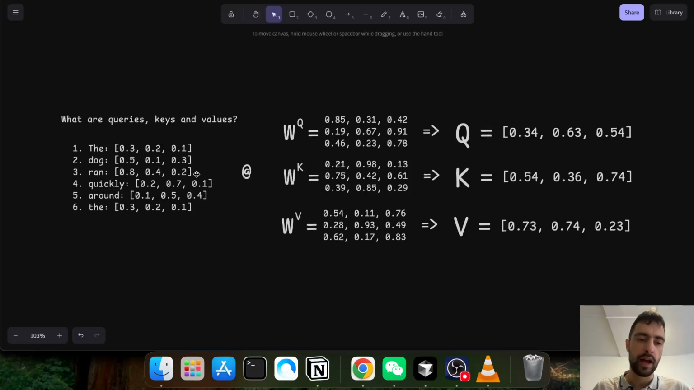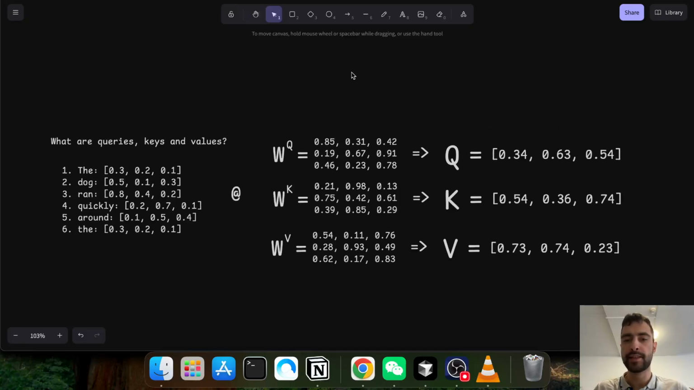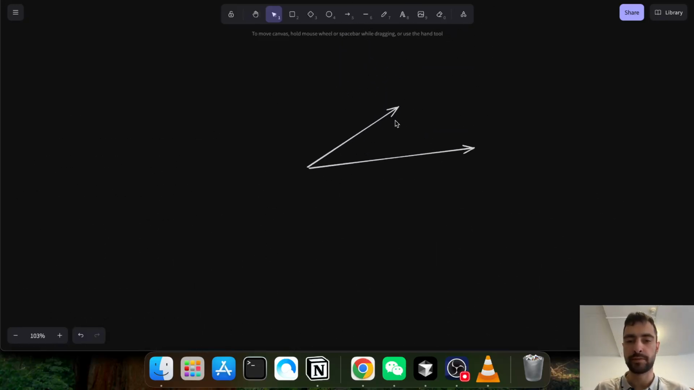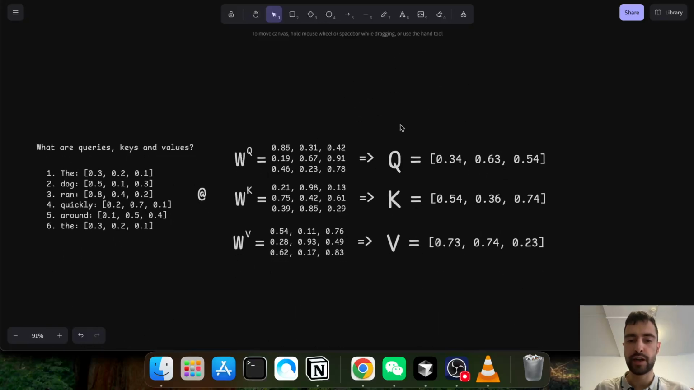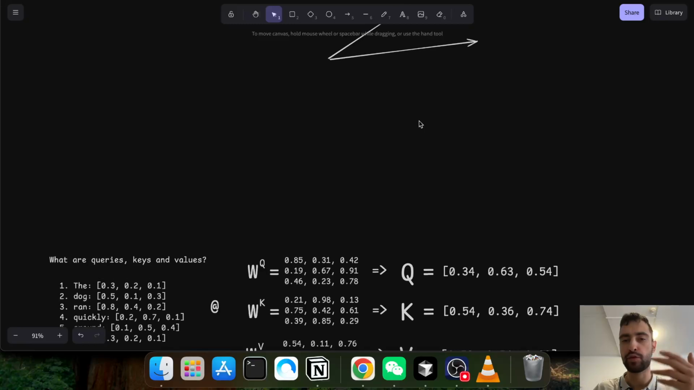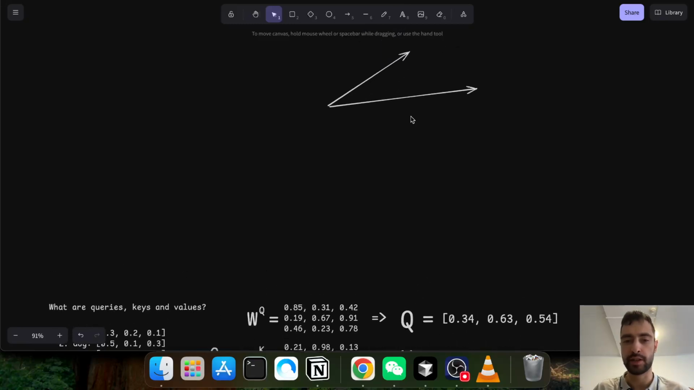So if you have query for "quickly" and key for "ran", how do you find the similarity between that query and that key? This is done with dot product. These queries, you can look at them as coordinates in a coordinate system. So this is coordinate x, y, z. There can be thousands of coordinates, which we wouldn't be able to imagine because that means thousands of dimensions.